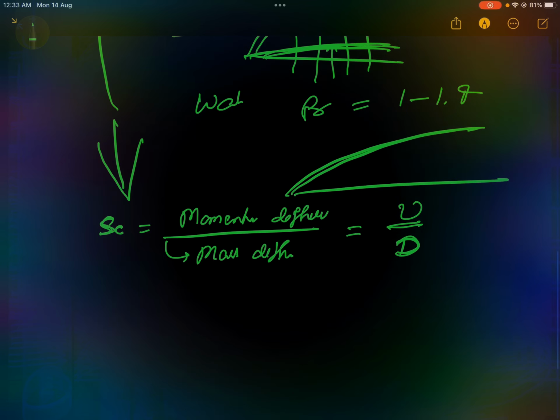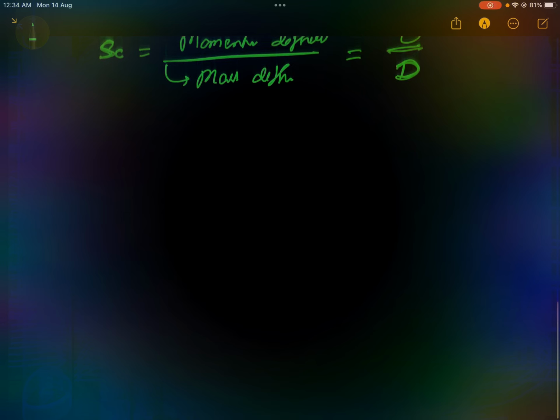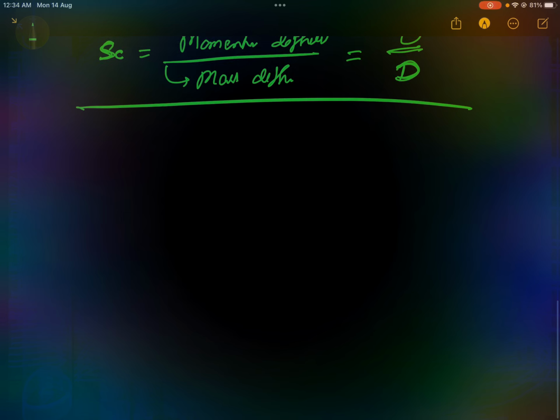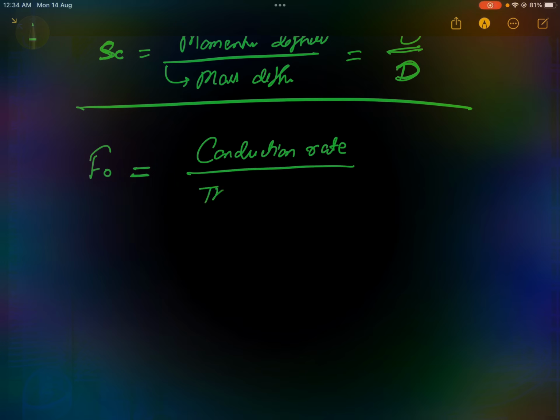Nice. Now let's see some more numbers which are related. The next number is the Fourier number, which is mainly used in heat transfer. The Fourier number is the ratio of the conduction rate to the thermal storage.